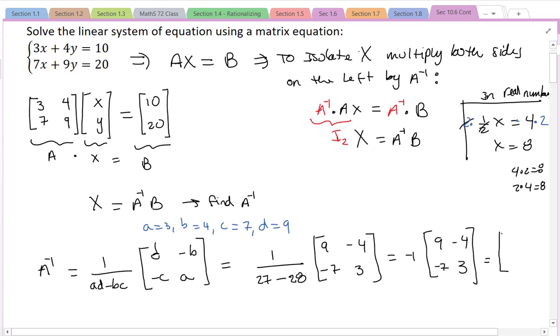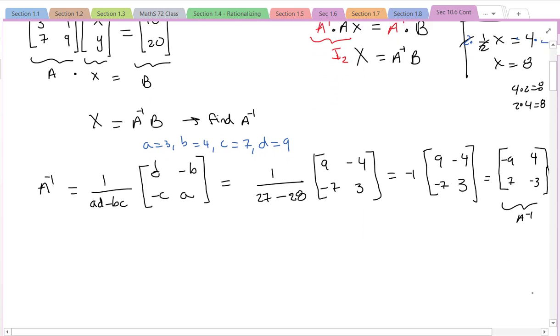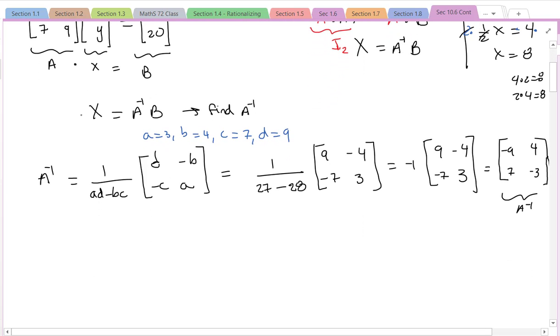And so change the signs. So I get -9, 4, 7, and -3. So this is A inverse. Now that I have that, I can say back from that x up there, x is equal to A inverse, which we just found, -9, 4, 7, -3, times B.